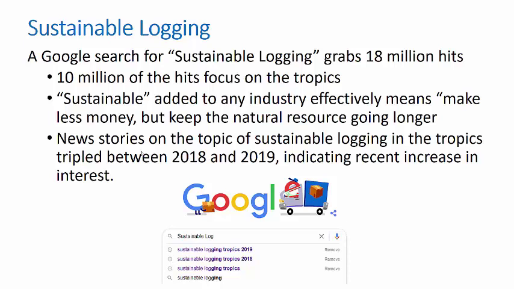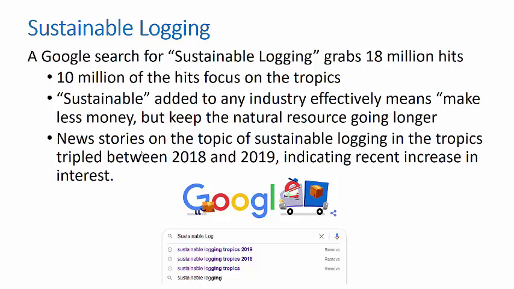Okay, so I left off the end quote for this, but just to be clear, sustainable, if you take it down to what it really means, what you mean when you say sustainable in an industry is you mean make less money, but you keep the natural resource going longer.